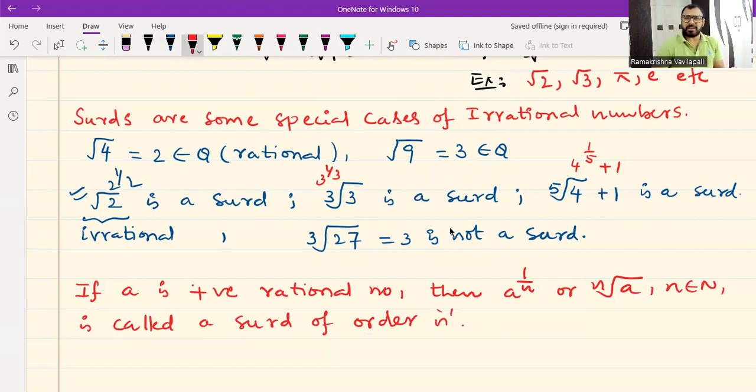So if we take n equal to 2, then it is a surd of order 2. If you take n equal to 3, a to the power of 1 by 3, then it is a surd of order 3. If you take n equal to 4, it is a surd of order 4. So if a is a positive rational number, then a to the power of 1 by n, or nth root of a, is called a surd of order n.